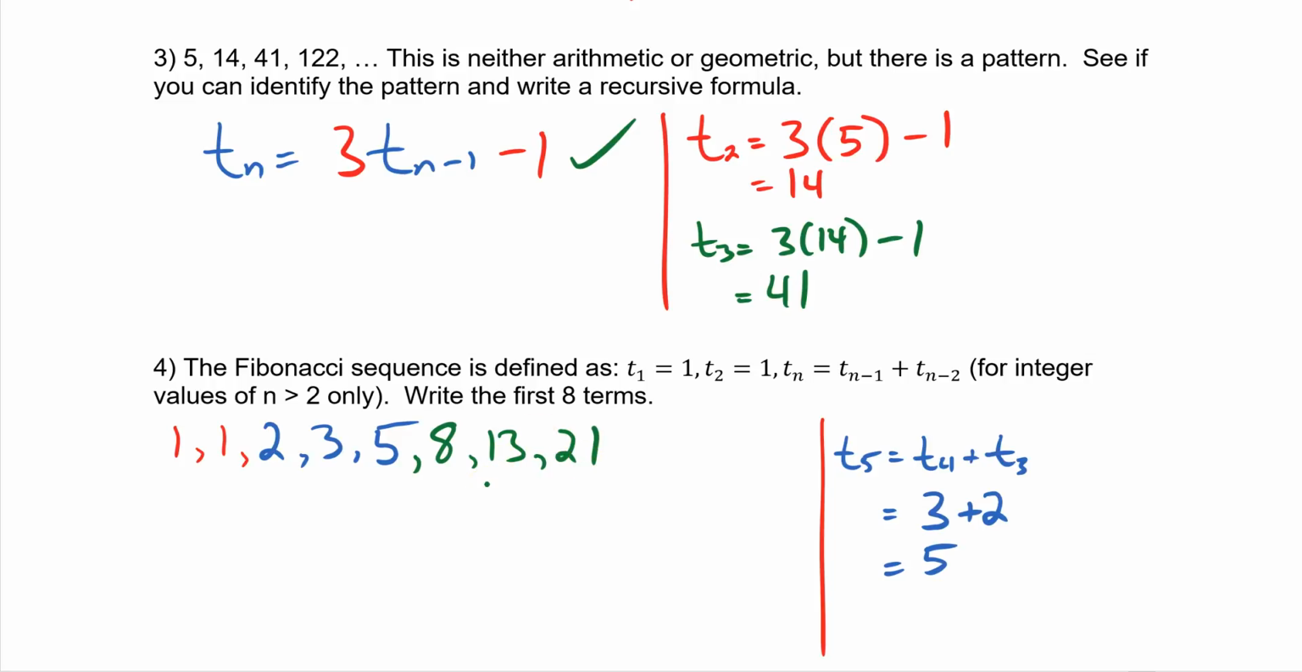But again, the limitation to this sort of thing is that we have to have the 2 previous terms to figure this out. So we wouldn't be able to figure out, for example, term number 18 without knowing 17 and 16.